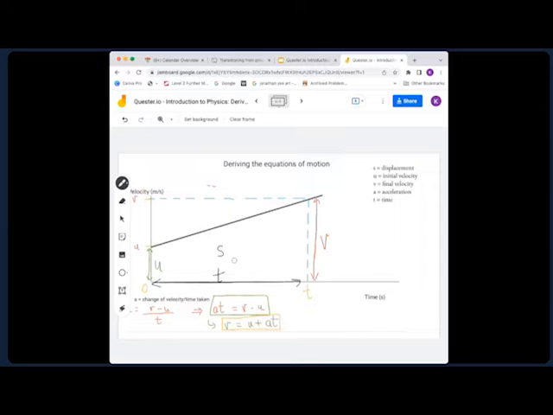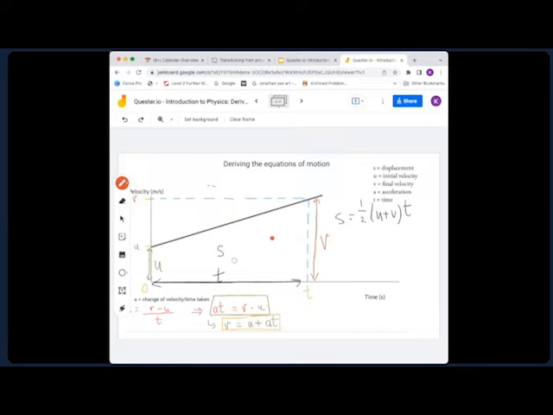Right? So therefore, the area of this trapezium is going to be 1/2 multiplied by U plus V multiplied by time, right? Great. So that is one of the first derivations, the derivation for one of the Suvat equations. Cool.